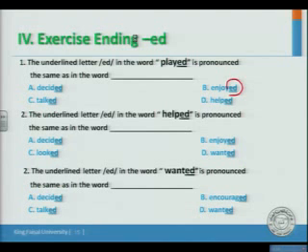Played, enjoyed. Yeah. Number 2, the underlined letter ed in the word helped, the same as looked. I looked, not I looked with a d. I looked. T. This is number 3. Yeah. The underlined letter ed in the word wanted is pronounced the same as decided.